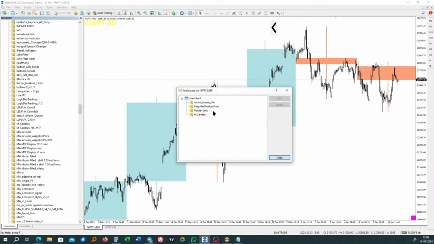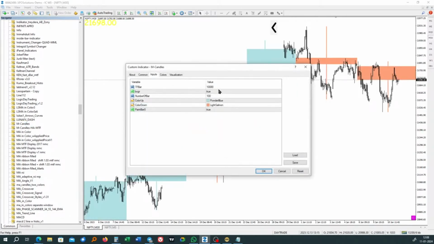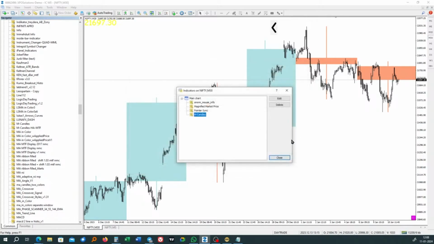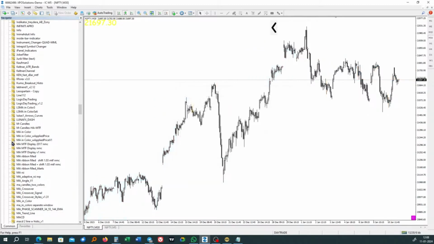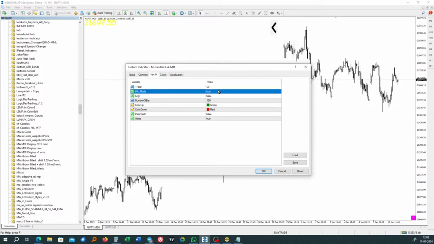Let me change this to Heikin Ashi. Background color. Okay, we cannot change this to Heikin Ashi. This is a normal monthly candle. Let me delete this. I'll add the Heikin Ashi candle. So I'll add to weekly, HA mode true, background true.